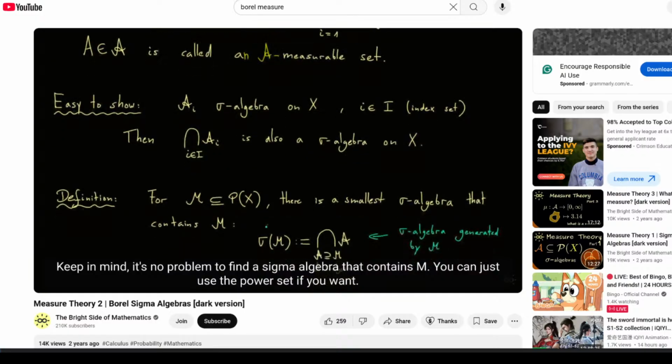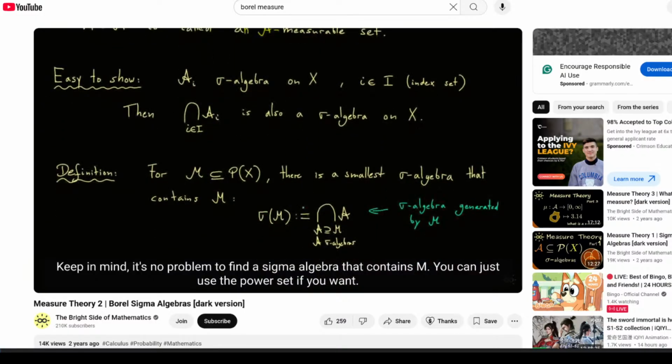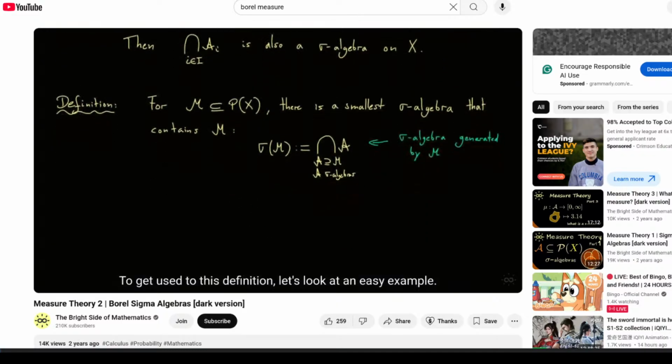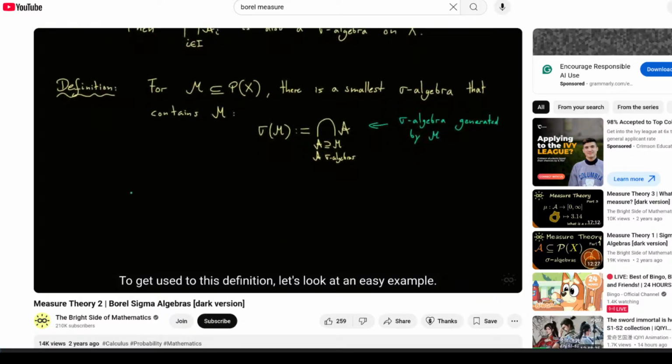Keep in mind, it is no problem to find a sigma algebra that contains M. You can just use the power set if you want. The real question is therefore to find the most efficient sigma algebra. So where you have to add the least amount of sets to get to a sigma algebra. And this is indeed the sigma M. To get used to this definition, let's look at an easy example.